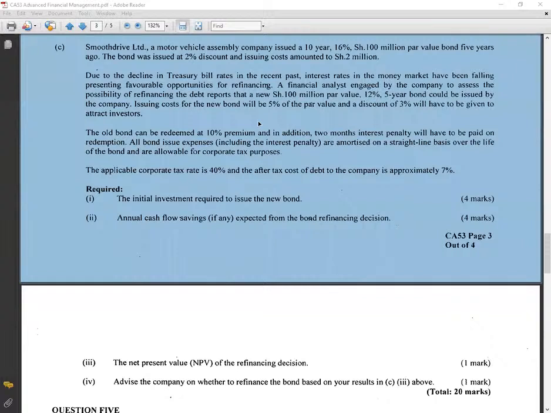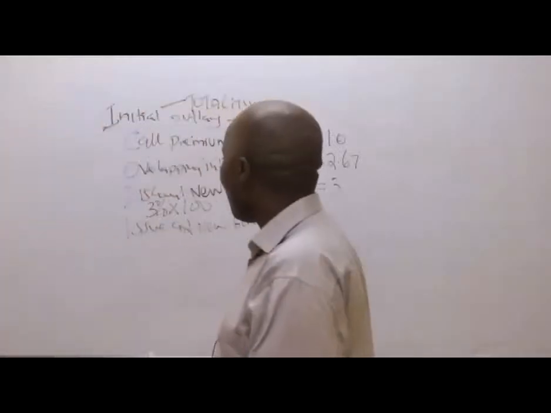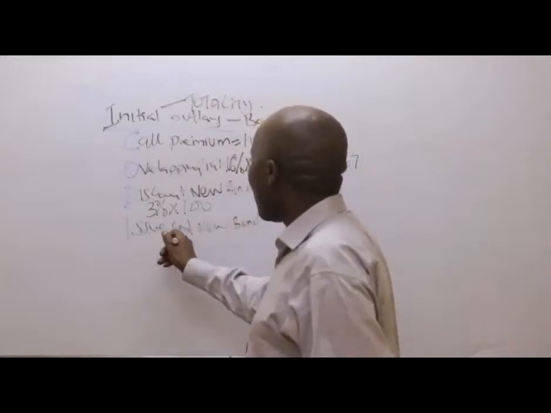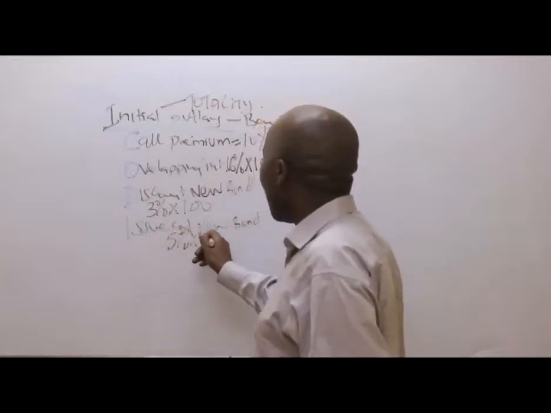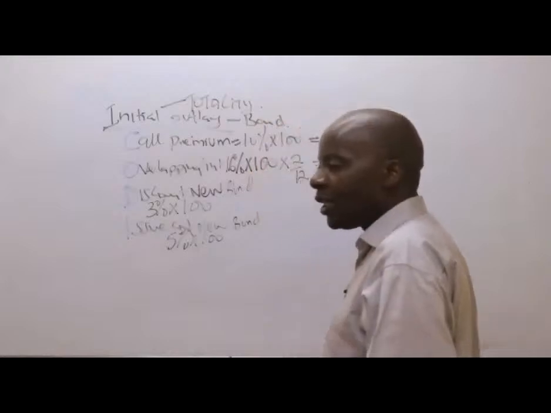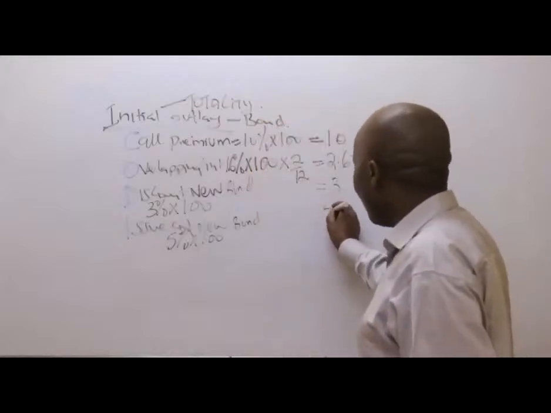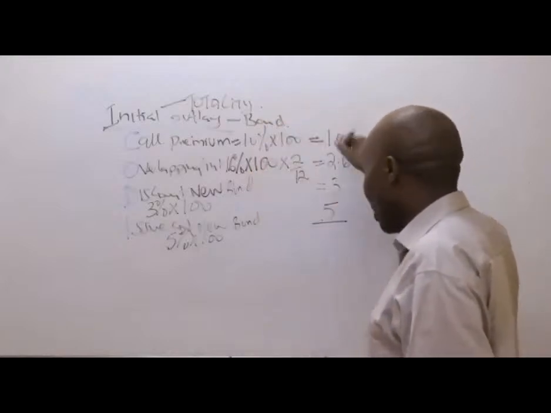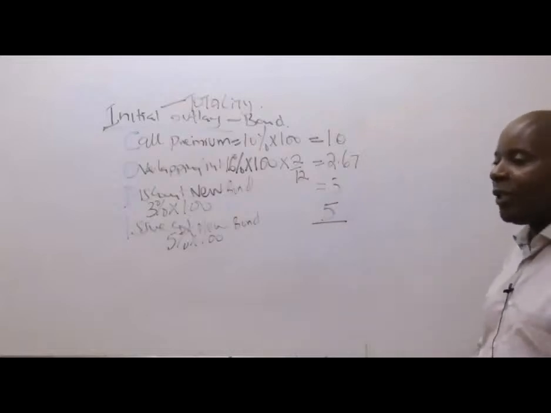So 3% over 100, this gives me what figure, somebody here? 3. This gives me a figure of 3. From there, give me the issue cost very fast for the new bond. Issue cost is 5%, so 5% of 100 gives 5. So could you kindly give me the total figure?